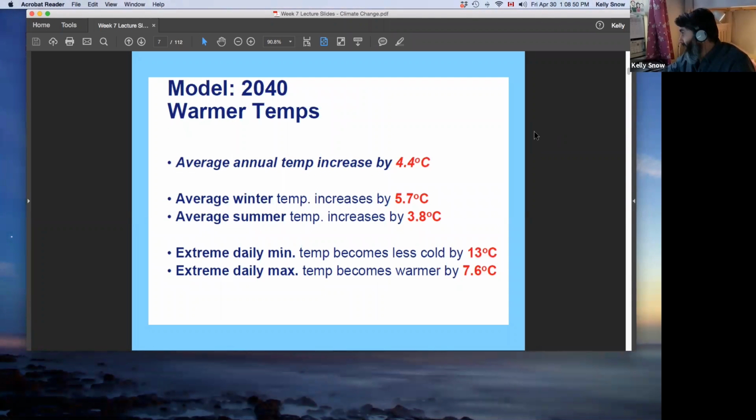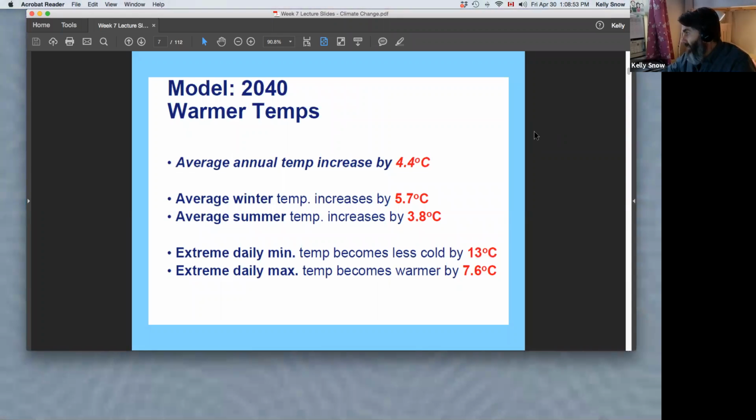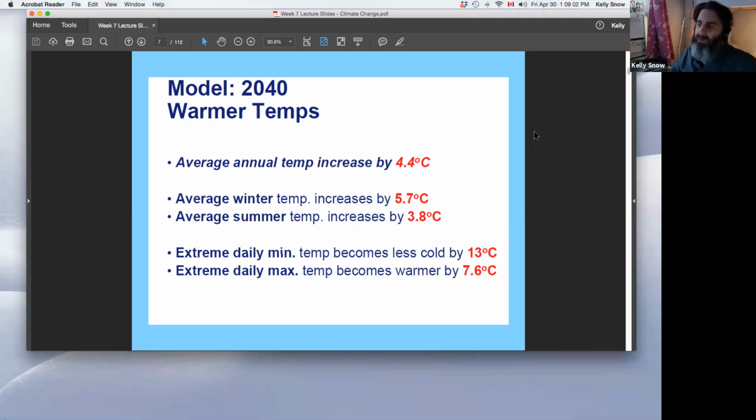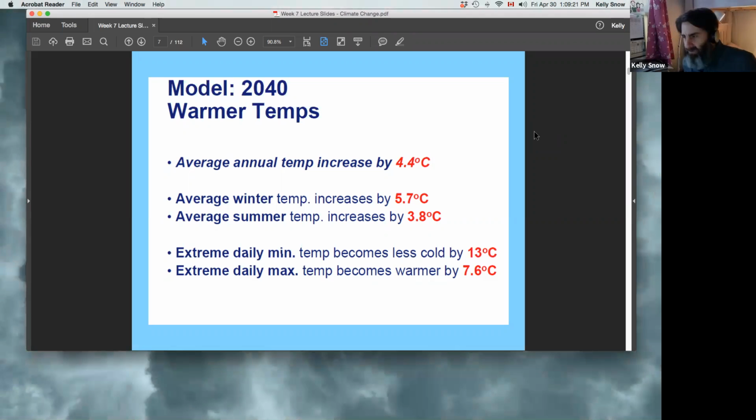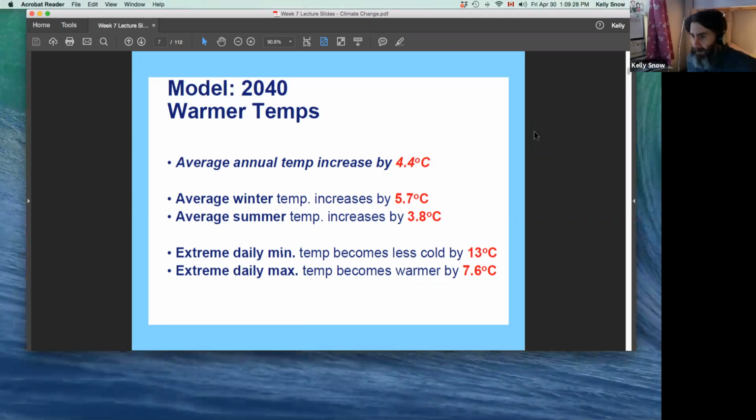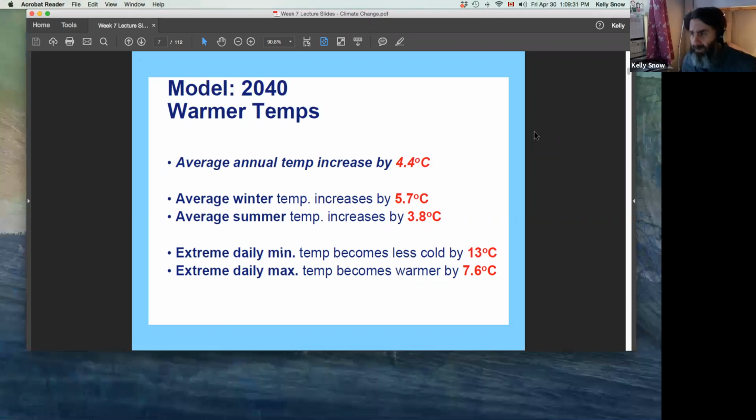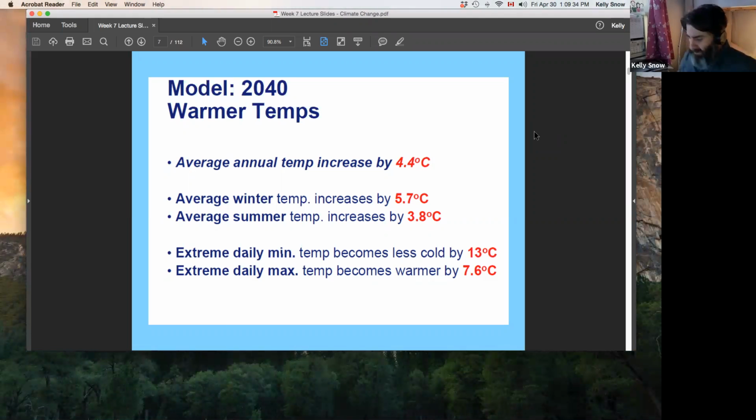Warmer temperatures: we can anticipate a warming of about 4 degrees on average by 2040, which is less than 20 years away. We can expect an annual temperature increase of 4.4. The winter will increase by about 5.7 Celsius degrees, and the average summer temperature will increase by 3.8. Extreme daily minimum temperatures are less cold by 13 degrees. So if the average in January used to be -20, it's now going to be about -7. Extreme daily maximum temperatures become warmer by 7.6 degrees.